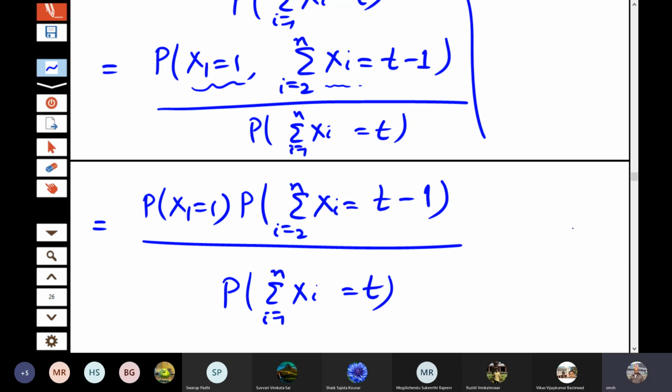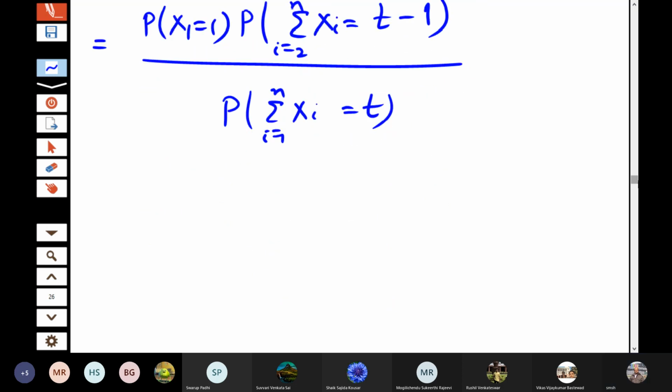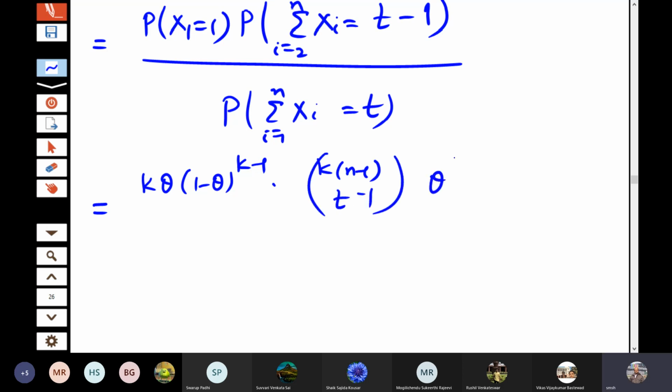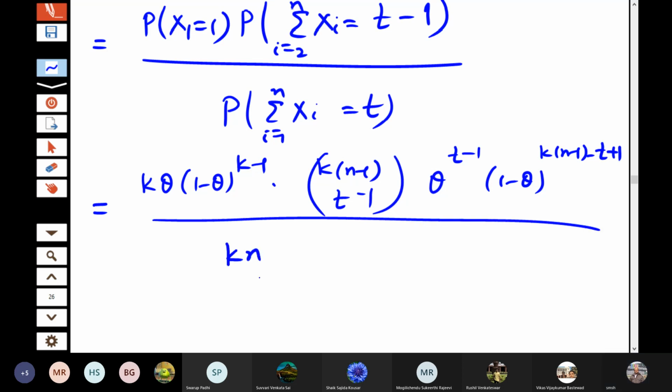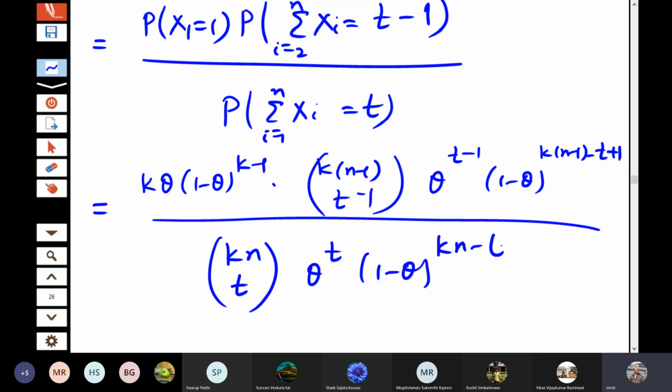So now using binomial distribution, we can write all these probabilities here. The first one is the probability x1 is equal to 1. That is nothing but k theta (1 minus theta) to the power k minus 1. And then this is binomial (kn minus 1 choose t minus 1) theta to the power t minus 1 (1 minus theta) to the power kn minus 1 minus t plus 1. And in the denominator it is (kn choose t) theta to the power t (1 minus theta) to the power kn minus t.